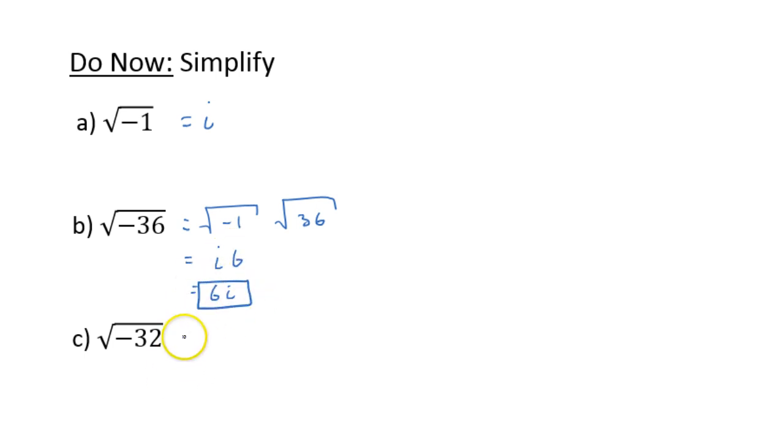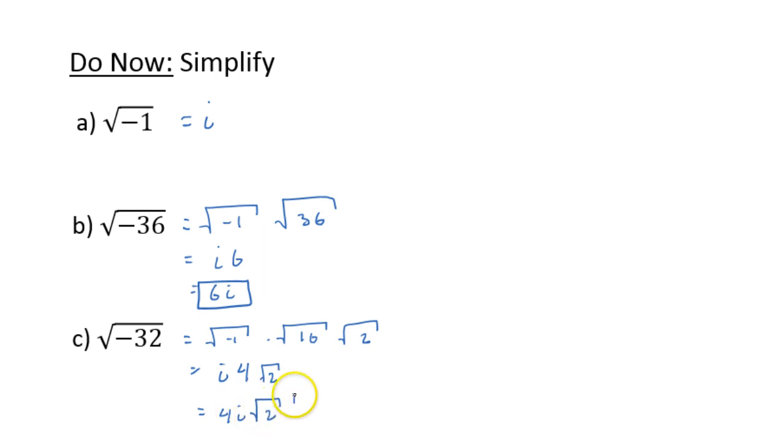And our last one would be the same concept. It'd be the square root of -1 times 16 times 2. So again, the square root of -1 is just i, the square root of 16 is 4, and the square root of 2 stays exactly the same. In standard form, we get 4i root 2. Boom. Alright guys, that's our quick little warm-up.